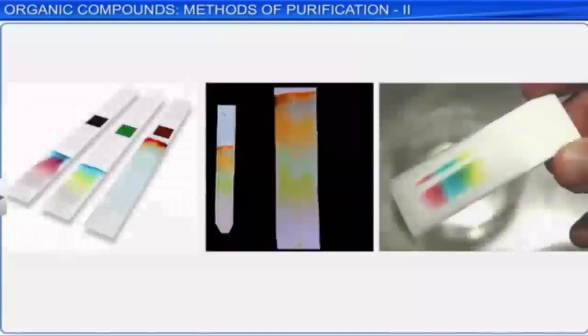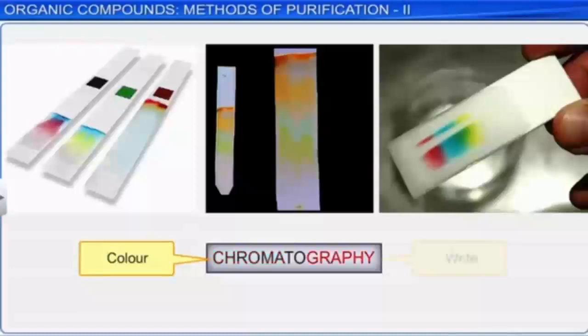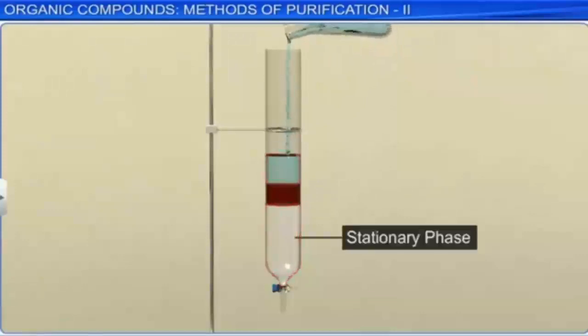Another important method of identifying, separating, and purifying compounds of a mixture is chromatography. The name chromatography is derived from the Greek word chroma, which means color, and graphein, which means to write. The principle behind this technique is the differential adsorption of various components of a mixture on the fixed or removable phase called stationary phase under the influence of moving phase called mobile phase.